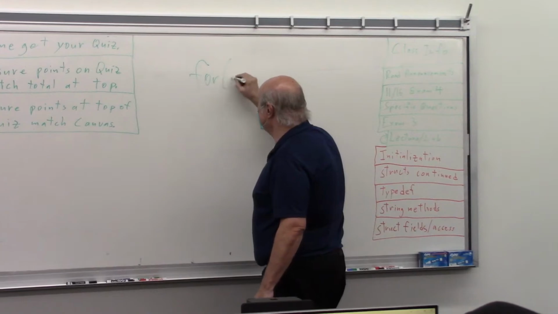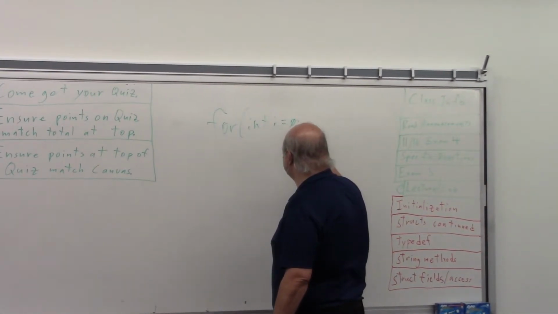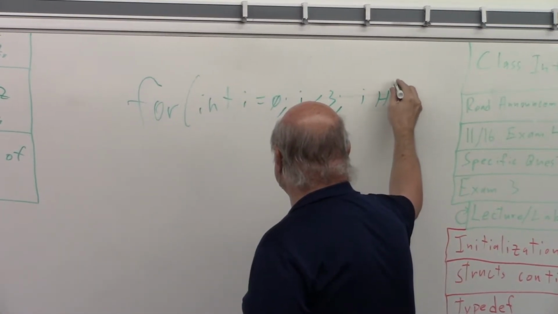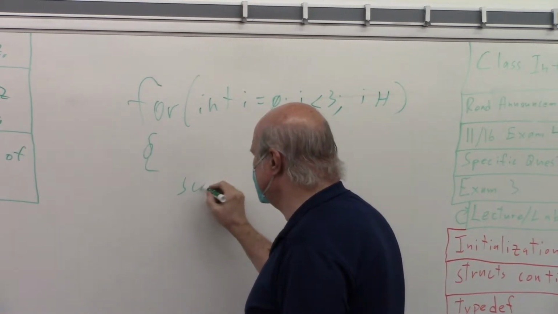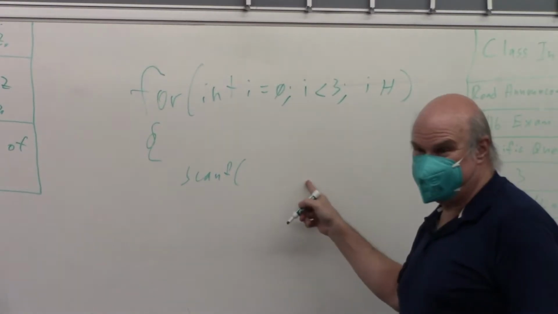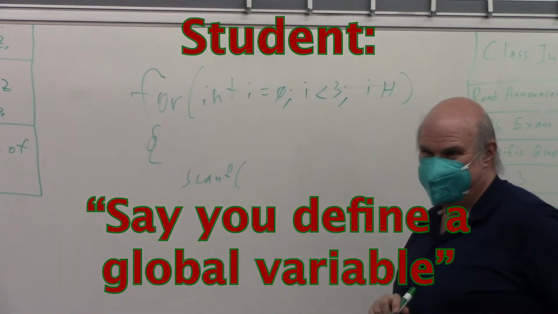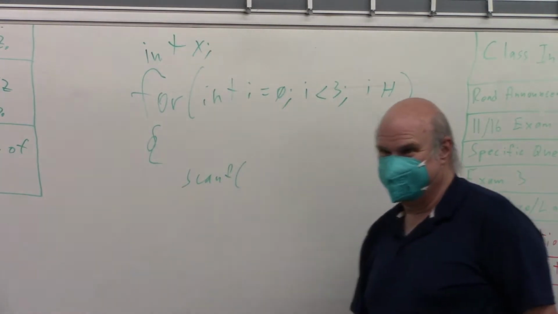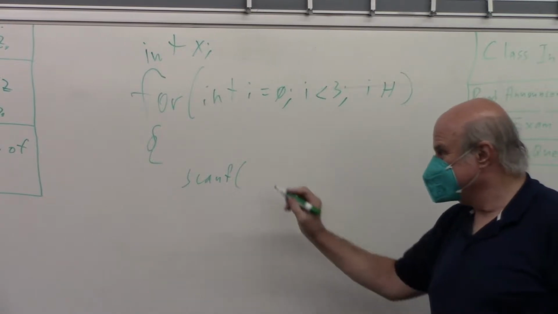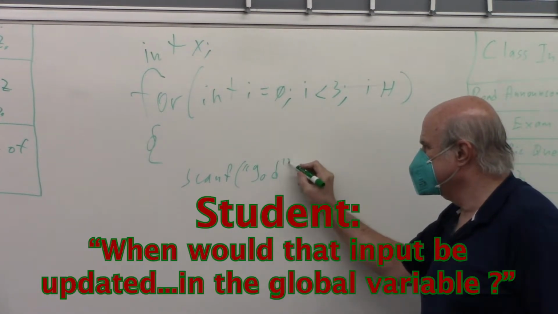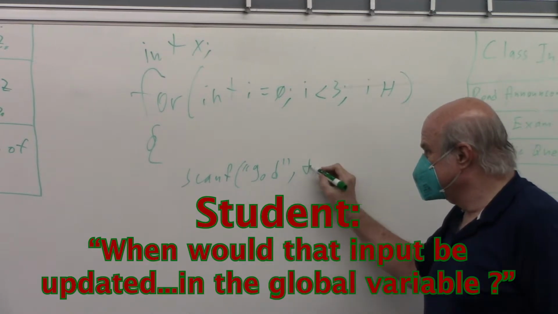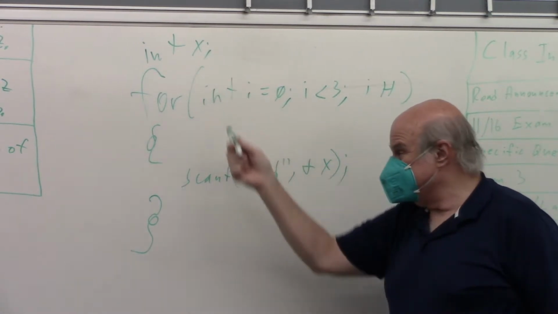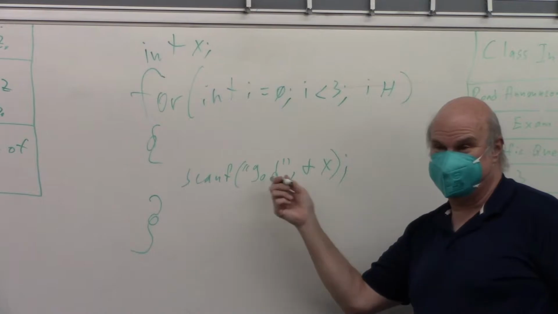So you're saying something like for int i equals 0, i less than 3, i plus plus, scanf, what goes in here? So, say you define a global variable, let's just say an int x. When the user enters an input, when would that input be updated in the global variable? You mean when does x take on a value? As soon as this statement is executed, as soon as this method is executed.